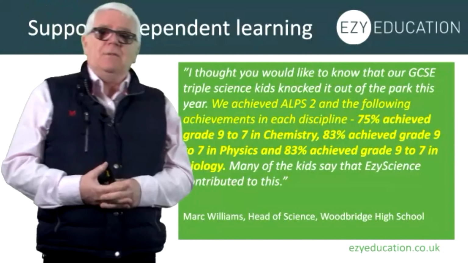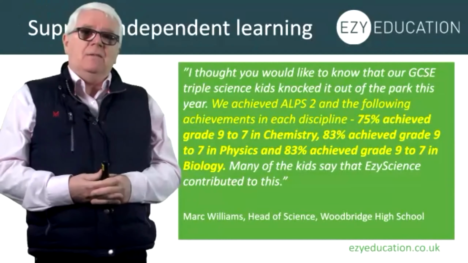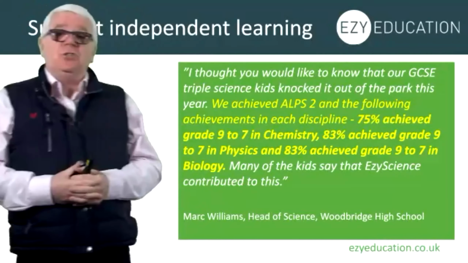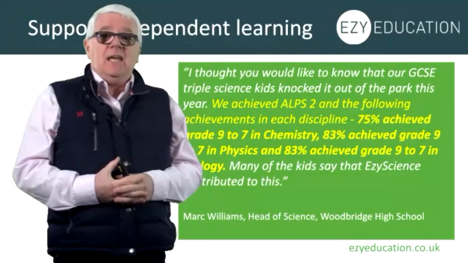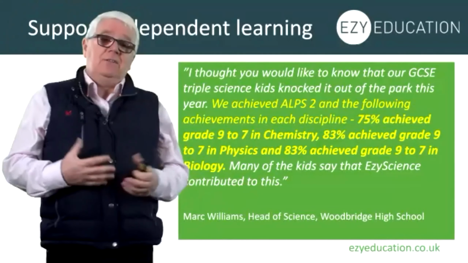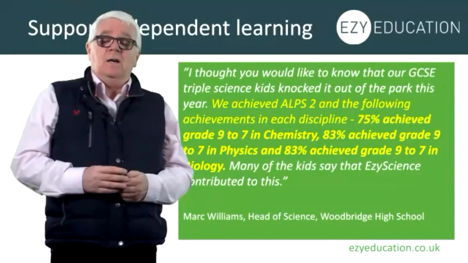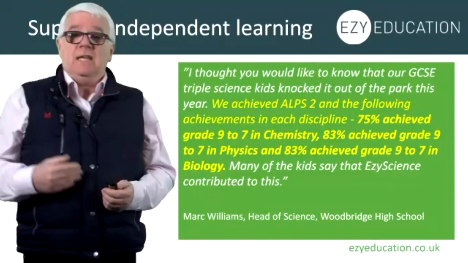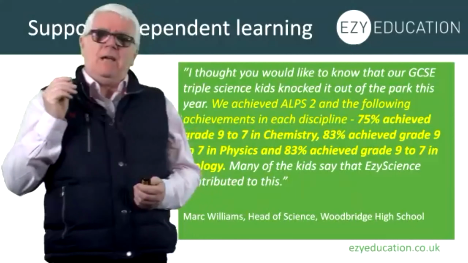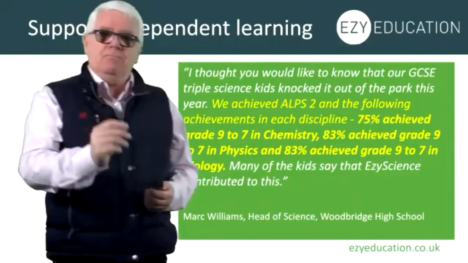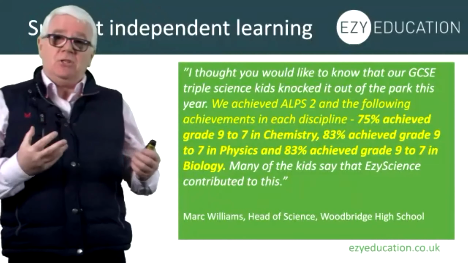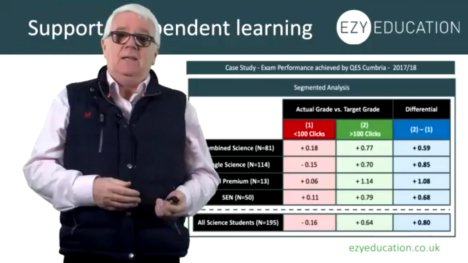And you can see some of the absolute outcomes within that. ALPS 2 would mean they're in the top 10% of schools in the country. 75% achieve grade 9 to 7 in chemistry, 83% in physics, and again, 83% in biology. And a lot of the youngsters were very, very active users of the service in their own right on an independent basis. So it's not just about the teacher, it's about how you can enable the young people to actually work harder and chase their dreams, which I think is much more of an issue now, certainly, than it was back in 2019.